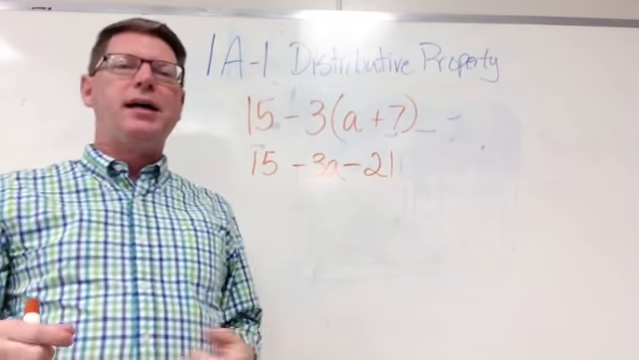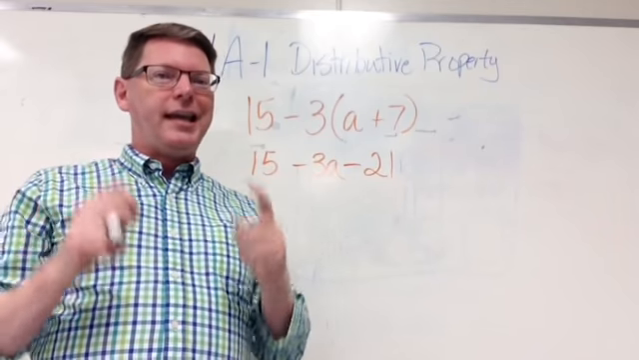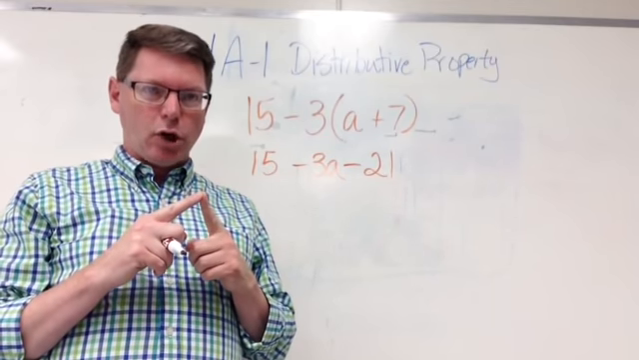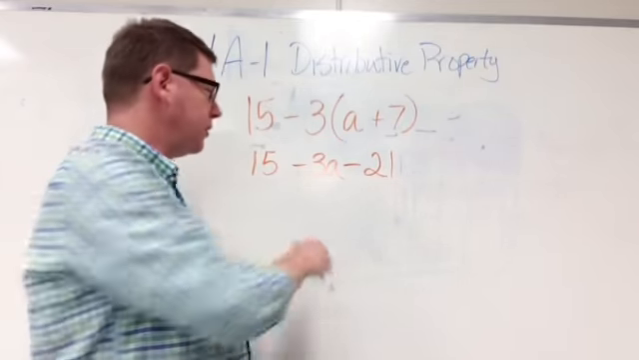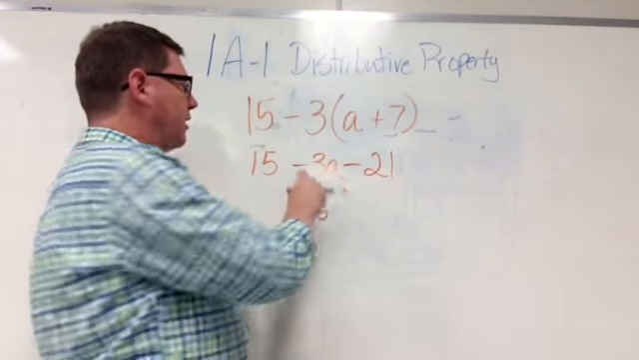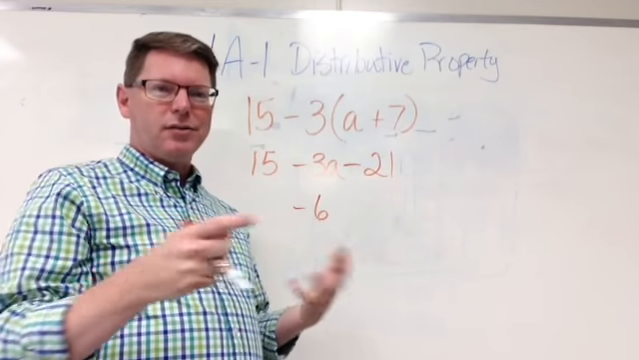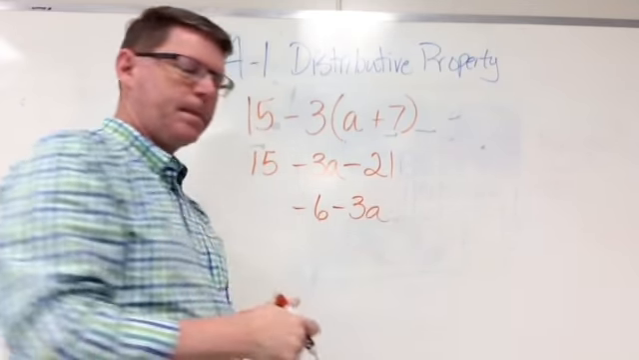And I can combine like terms. Like terms are anything that have exactly the same variable. 15 and negative 21 don't have a variable, so I'm going to do 15 minus 21, and that's negative 6. The negative 3a, there's no other like variables. There's nothing else I can add to a negative 3a. There's no more a's anywhere, so I'm just going to go negative 3a.